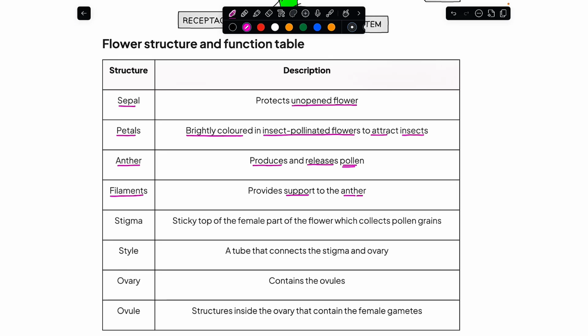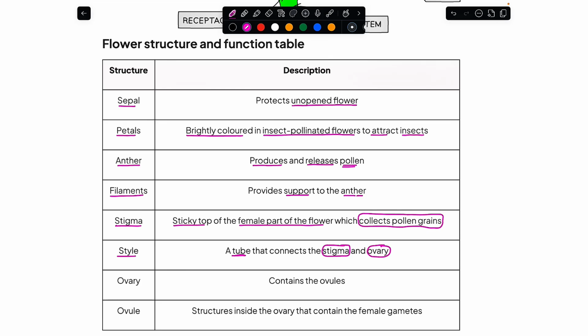As far as the stigma is concerned, which was a part of the carpel, this was the sticky top of the female part of the flower, and its role is to receive or collect the pollen grains, leading to the fertilization process. And then we saw a tubular structure, the style, which was a tube connecting the stigma that I have shown you to the ovaries.